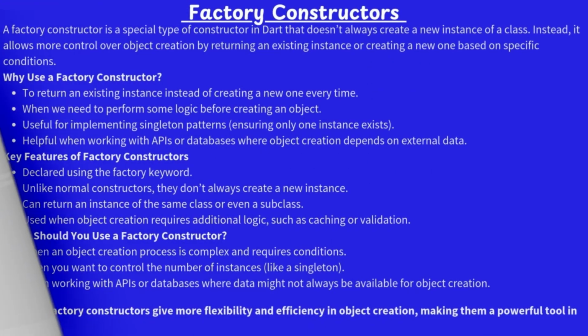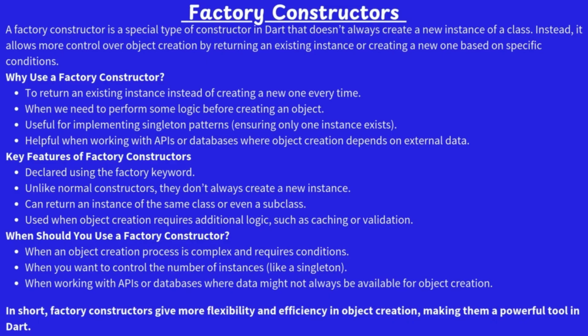A factory constructor is a special type of constructor in Dart that provides more control over how objects are created. Unlike a regular constructor, which always creates a new instance of a class, a factory constructor can either return a new object or return an existing instance based on specific conditions. This makes it highly useful in scenarios where object creation needs to be optimized.